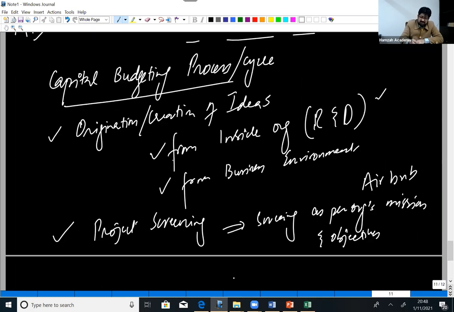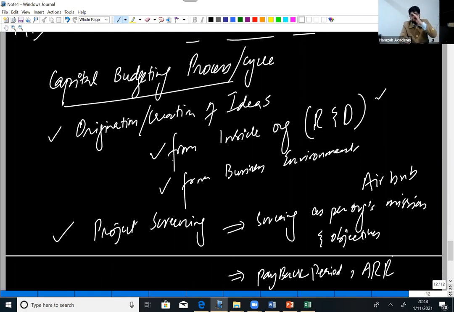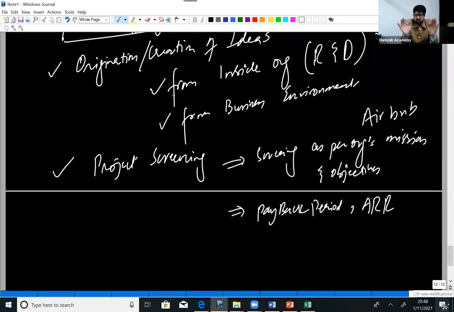Basic investment appraisal techniques are used here. There is the payback period technique and the accounting rate of return. We will be discussing these both techniques in detail today itself. They are applied, and if the screening test is not passed, we say leave this idea and move to some others. Find more ideas. The third step is detailed evaluation.